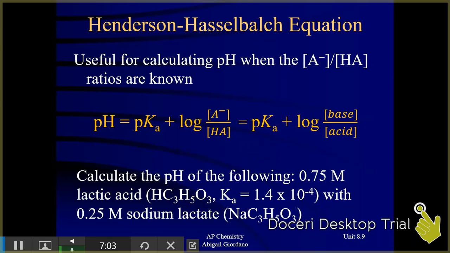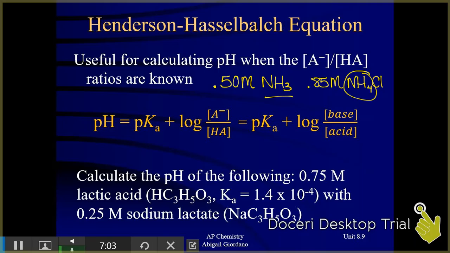What if you're dealing with a buffer system like, I'm just going to make up some values, 0.5 molar ammonia and 0.85 molar ammonium chloride. Remember that another type of buffer system is a weak base, like ammonia, and its conjugate acid tied up in this salt. This is also a buffer system. So what do you do in this circumstance?